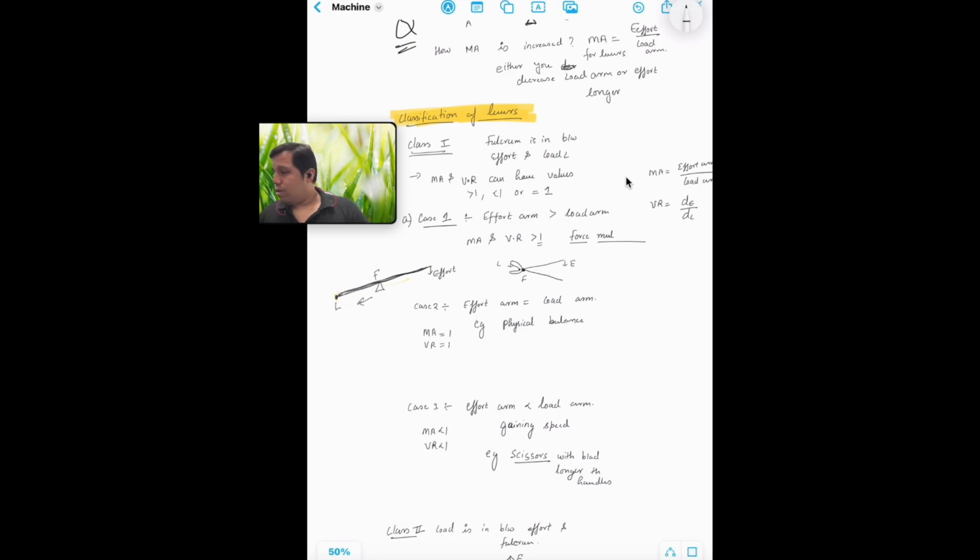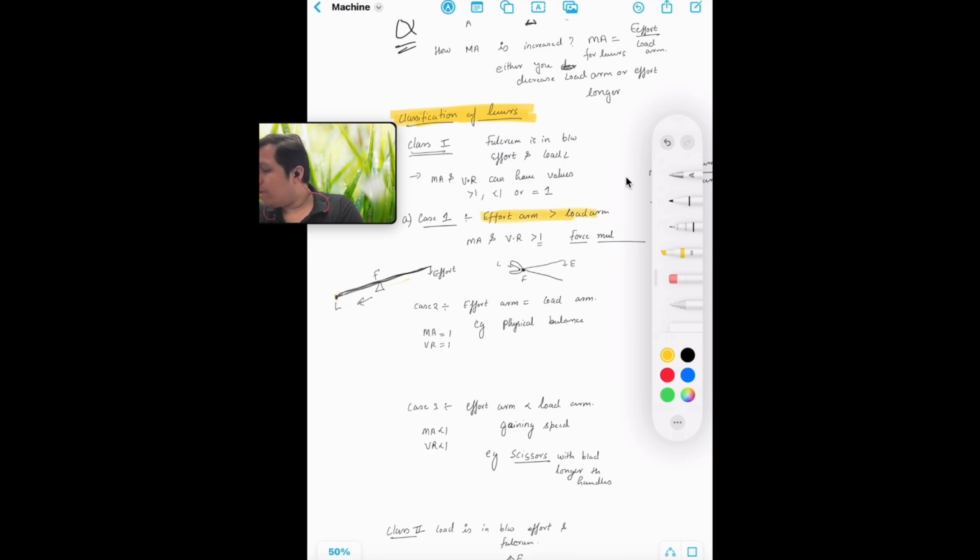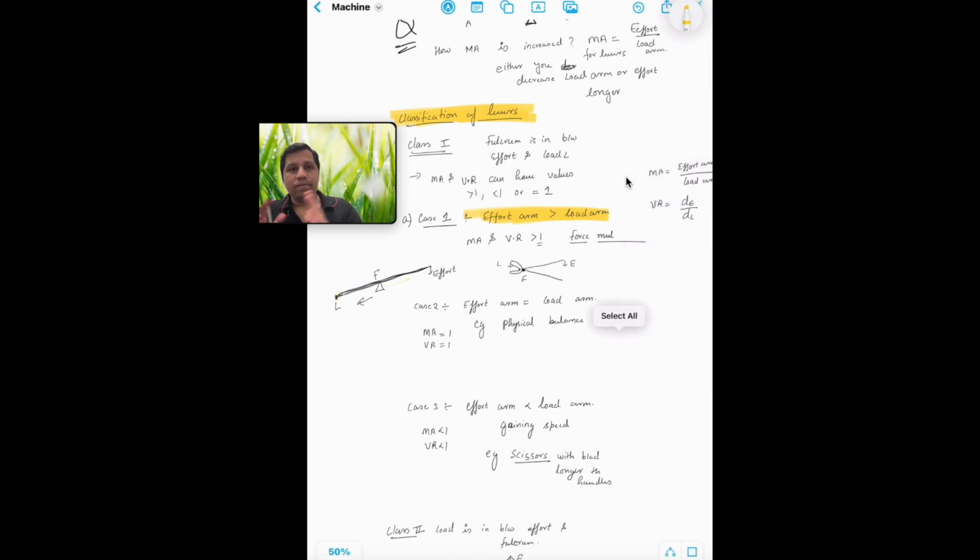So case one is you shift the fulcrum towards your load. What will happen? Your effort arm will become greater than your load arm. And when your effort arm is getting bigger, your mechanical advantage will increase. And velocity ratio is also the ratio of the same thing, effort arm by load arm. Or sorry, displacement of effort by displacement of load. So if you have a greater arm, that will make a greater displacement. You already know this. The shorter arm will make a shorter displacement.